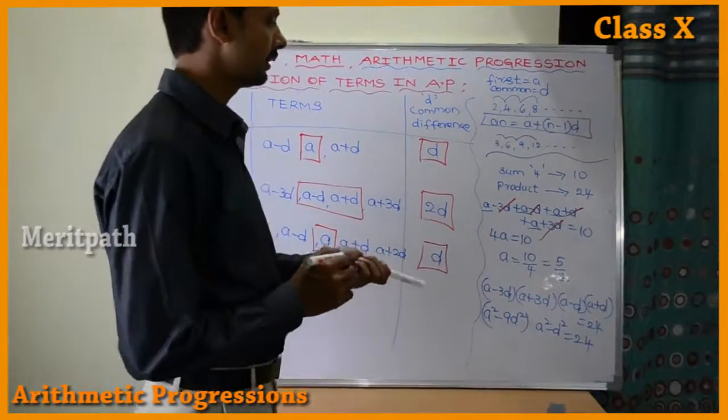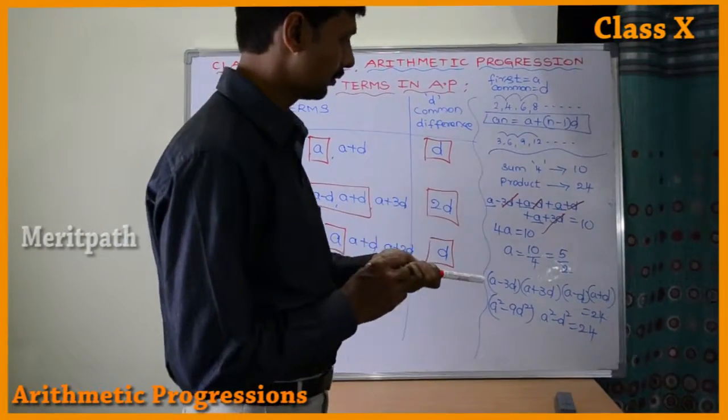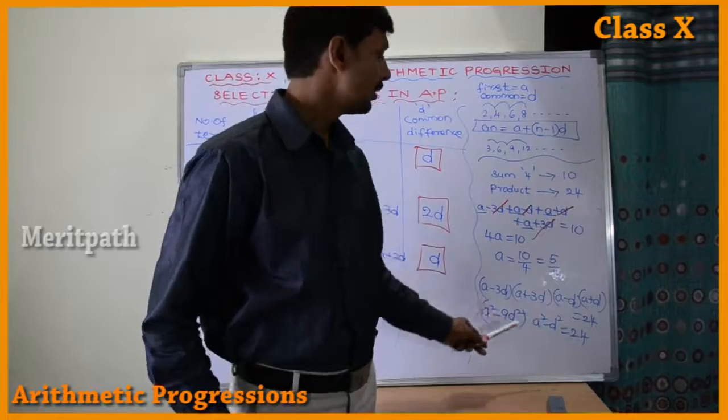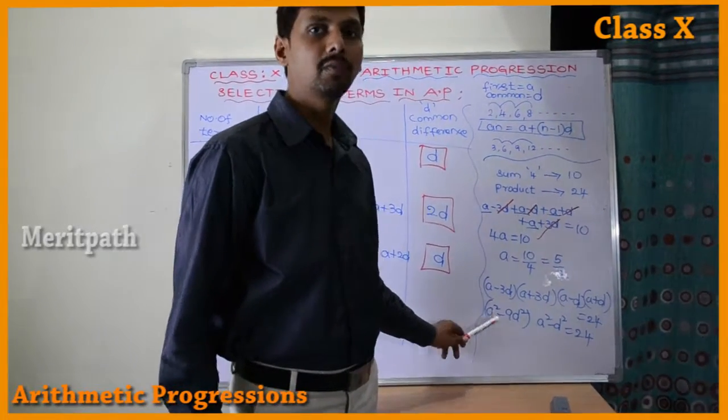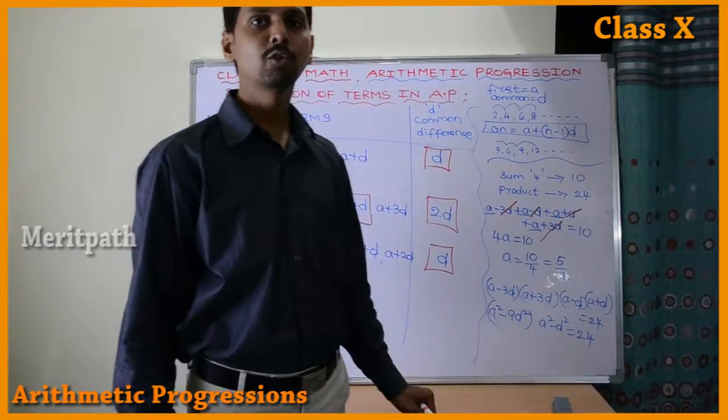And here we can observe the value of a is 5 by 2. So let us substitute this value in place of a. Then after solving this equation, we will get the value of d.